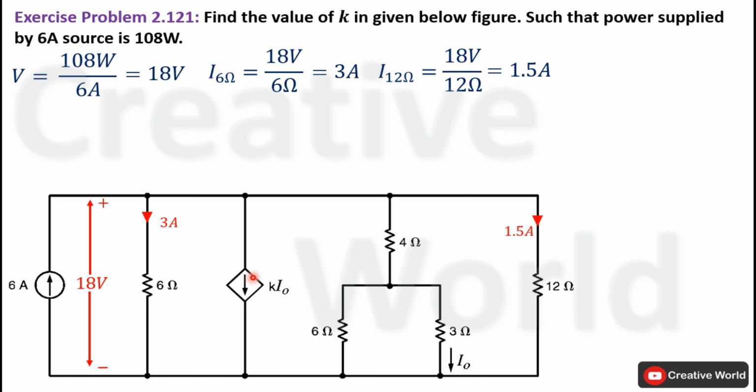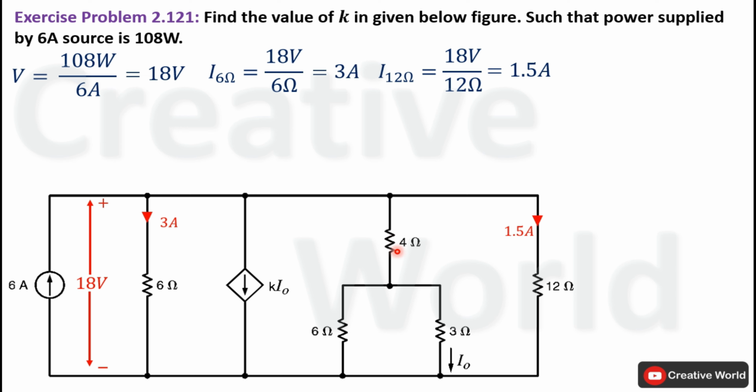Now the current of this dependent source depends upon two parameters. One is multiplier K and the other is current I0. So in order to calculate its value, we should have both parameters. I0 is current through this 3 ohm branch, which can be easily calculated using the current divider rule. But in order to apply the current divider rule, we should have the value of current through this branch that will act as total supplied current. So first of all, we have to find this branch current. Later on, we will be able to calculate current I0 using the current divider rule.